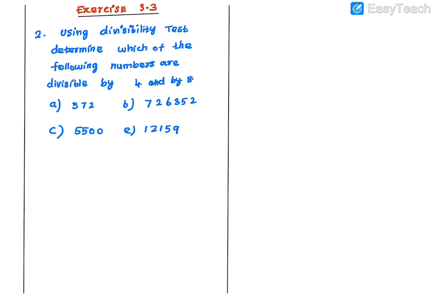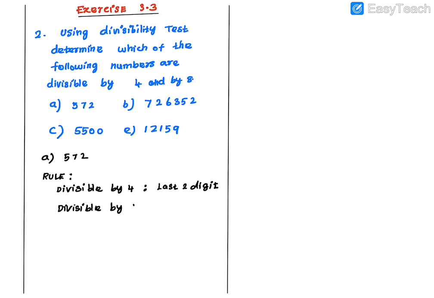What is the rule for divisibility? First I will write the question, 572. The rule is, when checking divisibility by 4, we have to check the last two digits to see whether they are completely divisible or not. Divisibility by 8 means we have to look at whether the last three digits are completely divisible or not.